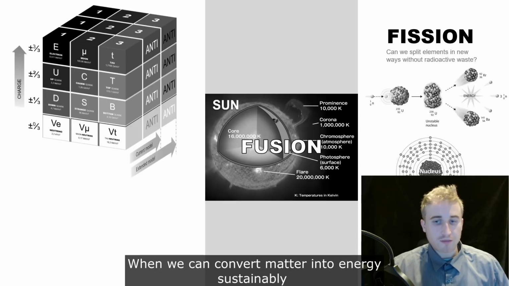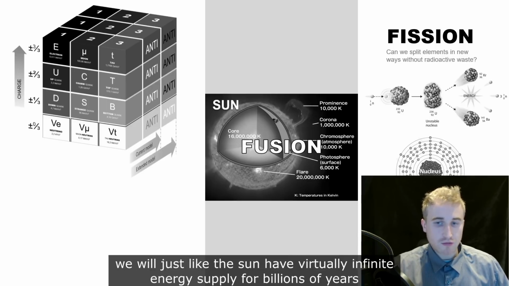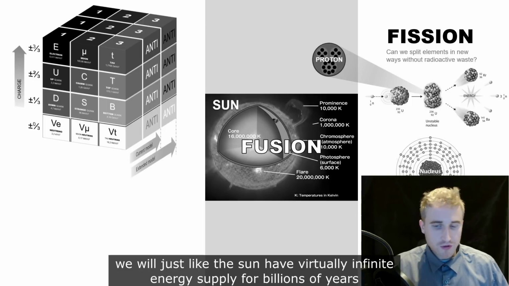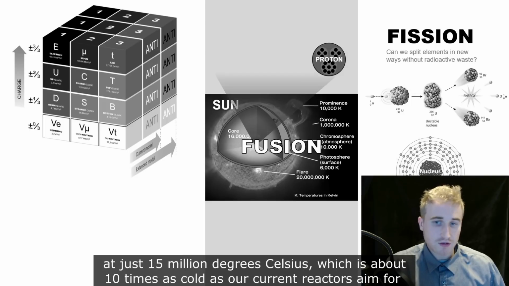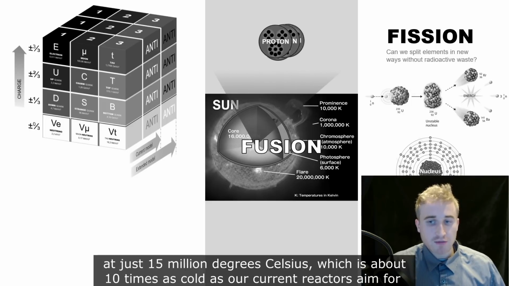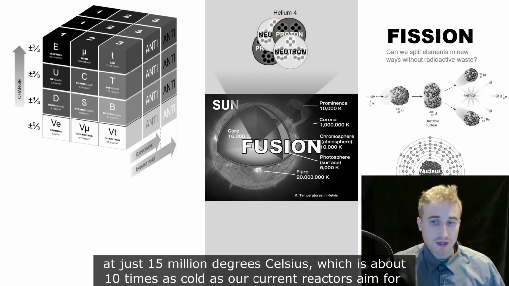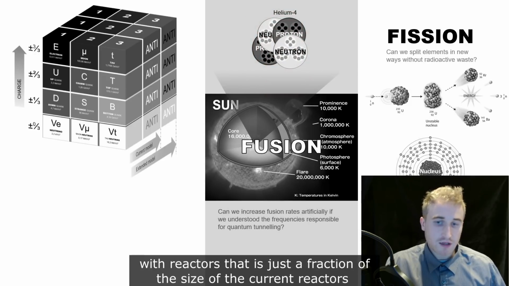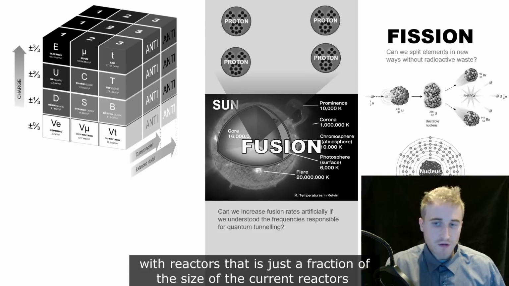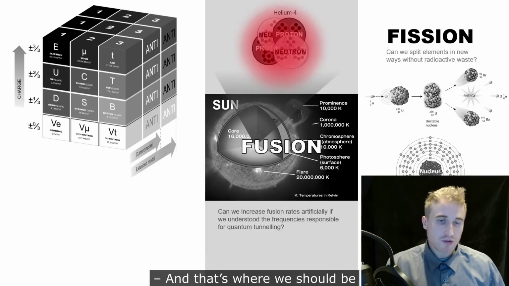When we can convert matter into energy sustainably, we will, just like the sun, have a virtually infinite energy supply for billions of years. If we could understand the underlying frequencies that enable the sun to fuse atoms at just 15 million degrees Celsius, which is about 10 times as cold as our current reactors aim for, we can turn net loss of energy into large net gain of energy with reactors that are just a fraction of the size of the current reactors, and that's where we should be.